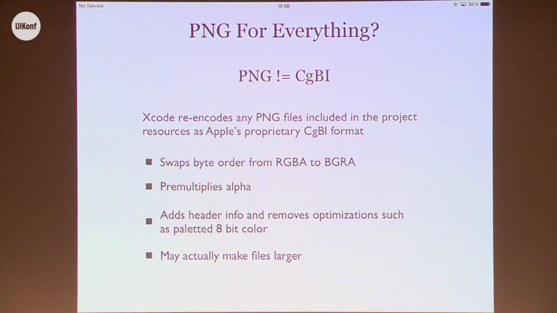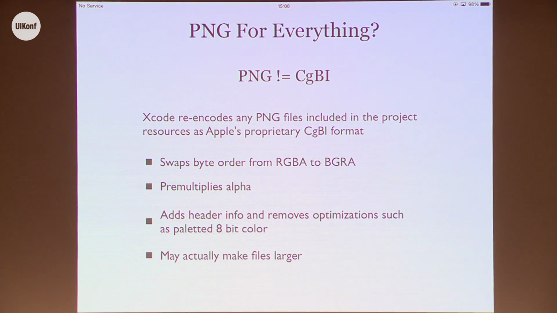I think it's important to understand that PNG doesn't really mean what you think it means. When Apple says PNG, they typically mean CgBI. CgBI is not really an official format. It's so named because of an additional header that Apple add to PNG images when they optimize them. Basically, any PNGs that you include in your project get reconverted into CgBI images. And Apple calls this feature image or PNG optimization.